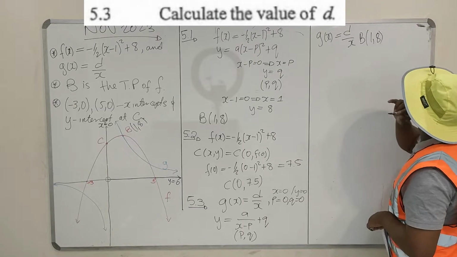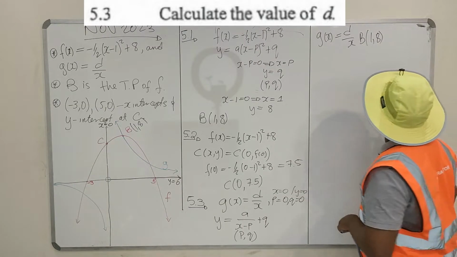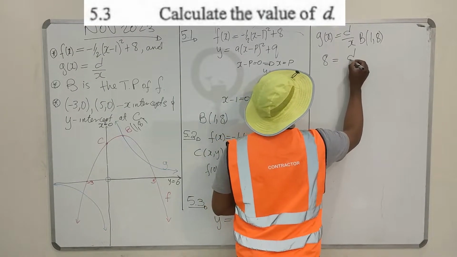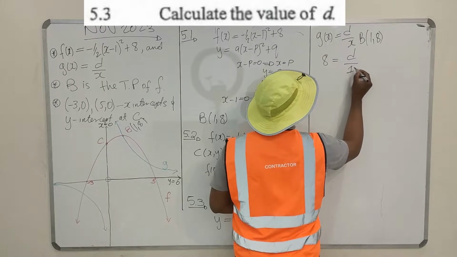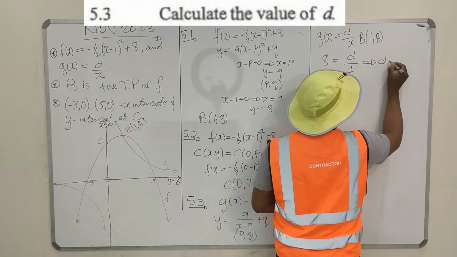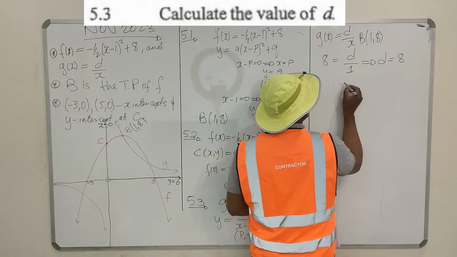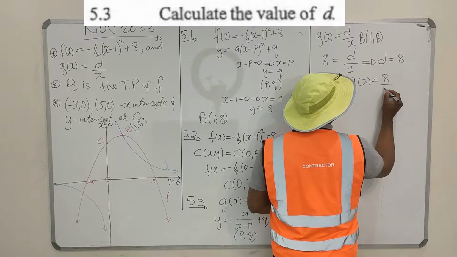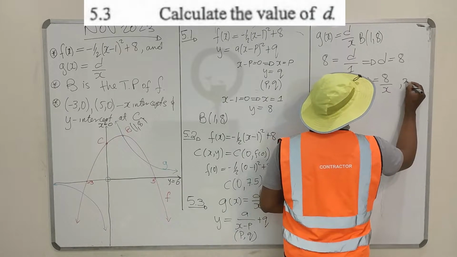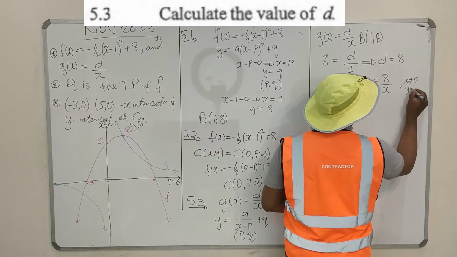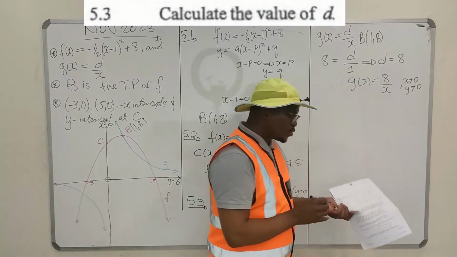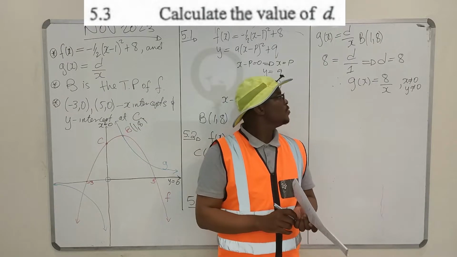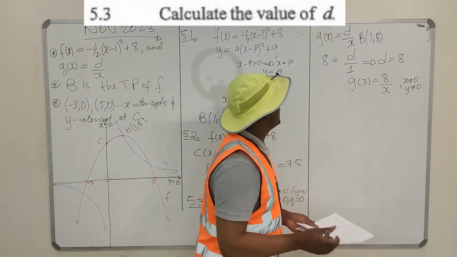So your y is 8. So 8 is equal to d over x, and your x is 1. What does that mean? It means that your d is equal to 8. Therefore, g of x is equal to 8 divided by x, where your x must not be equal to 0 and your y must not be equal to 0, because that's where your horizontal and vertical asymptotes are. So this one was pretty much straightforward.